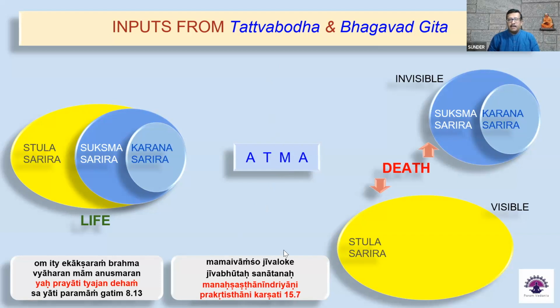So this is the description in Tattva Bodha, and there are quotations in the Bhagavad Gita, as we see predominantly in the chapters that deal with death. So in the 8th chapter, we see Yah Prayati Tyajan Deham. This is a reference to this Sukshma Karana Sharira composite that travels. And in the 15th chapter, Manah Shashtani Indriyani Prakritisthani Karshayati. So Karshayati is literally dragging out. Prakritisthani here refers to the Stula Sharira, and Manah Shashtani Indriyani refers to the components of the Sukshma Sharira. So all this shows that there is a viyoga or separation between the Sukshma Karana Sharira, and this leaves the Stula Sharira, which is seen as dead.